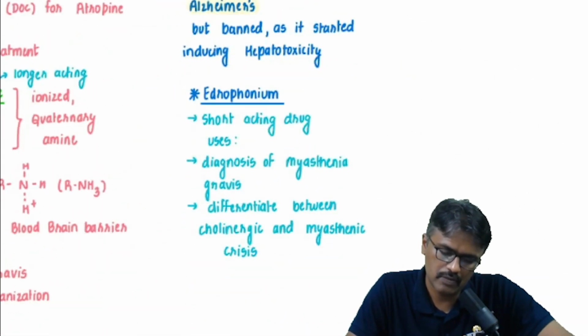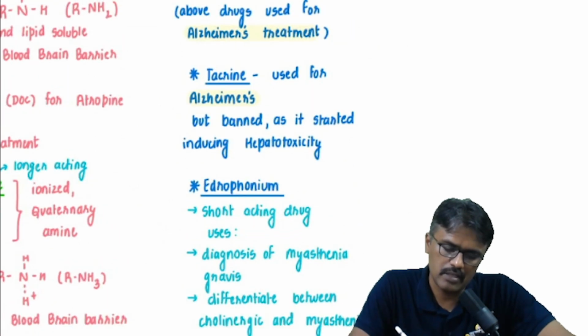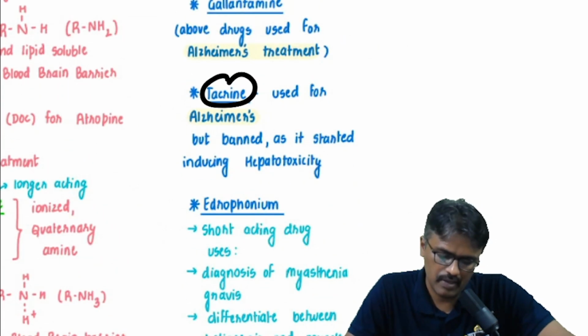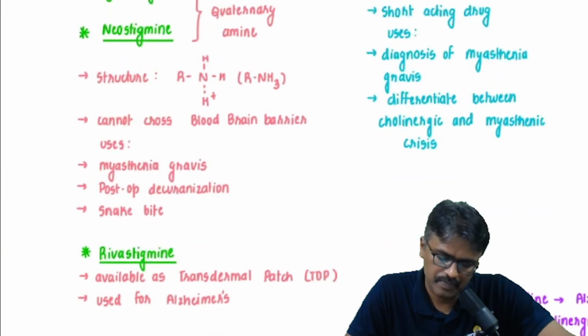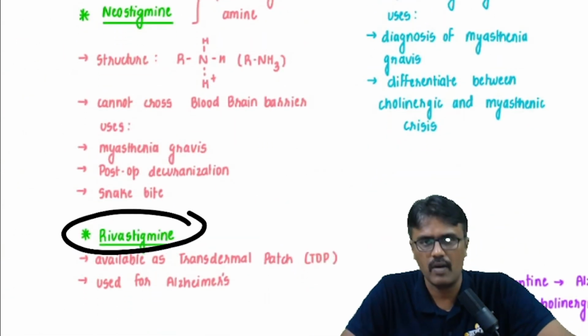So we discussed the drugs for Alzheimer's disease which increase acetylcholine. Then we discussed rivastigmine, galantamine. So those are the drugs which are used for Alzheimer's disease.